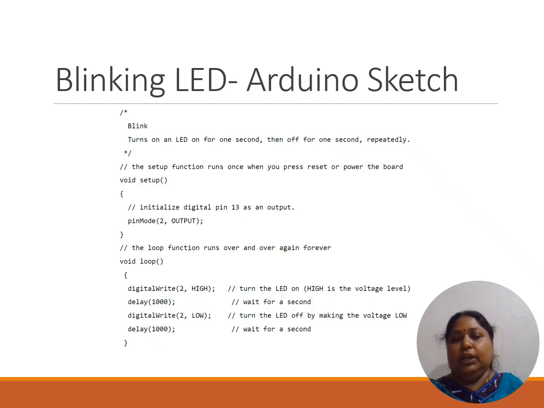Here in delay we have used 1000, which is 1 second. If you want to make this blink for a duration of half a second, you can make it 500. And this is a simple Arduino sketch, a simple program.